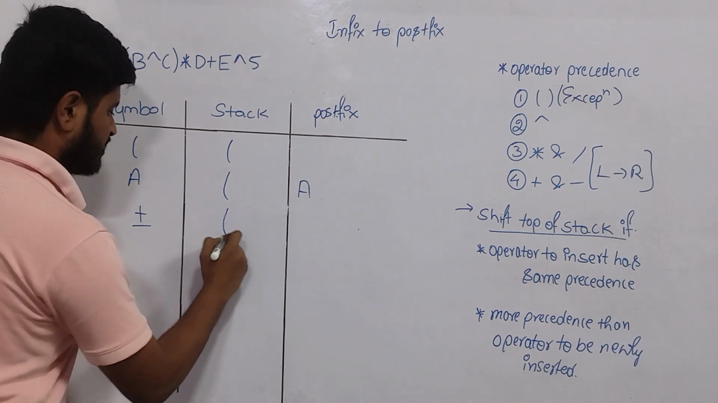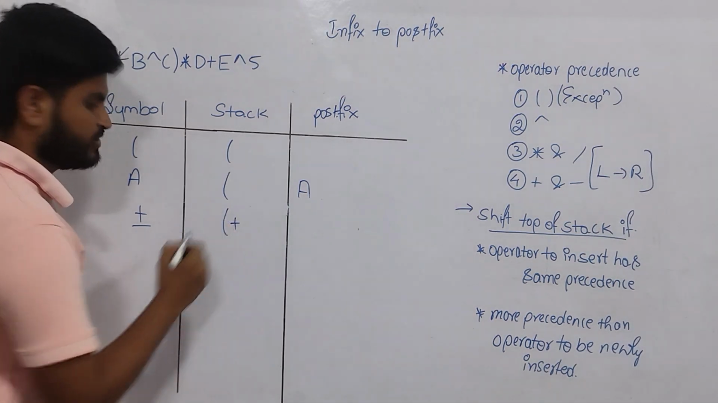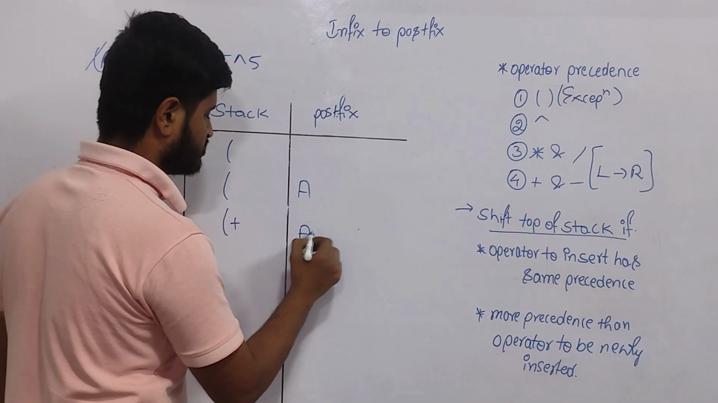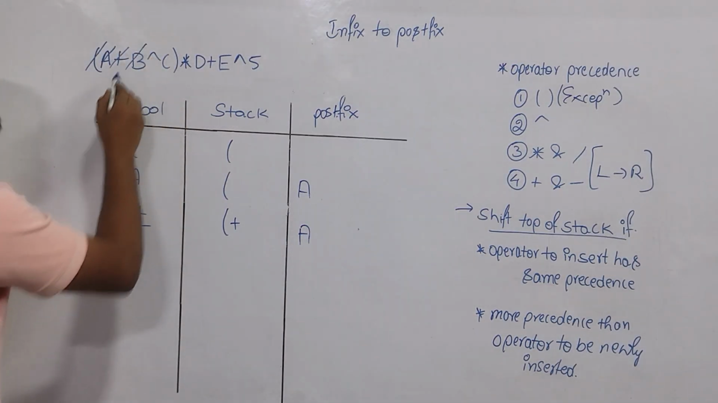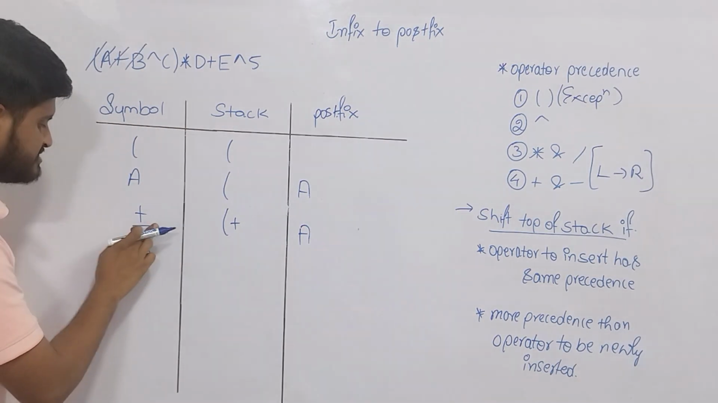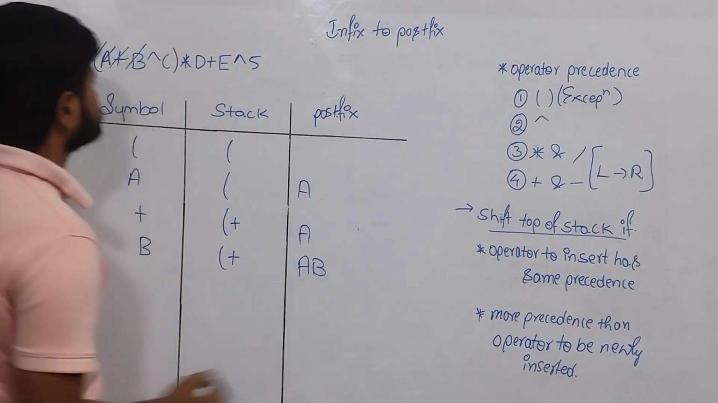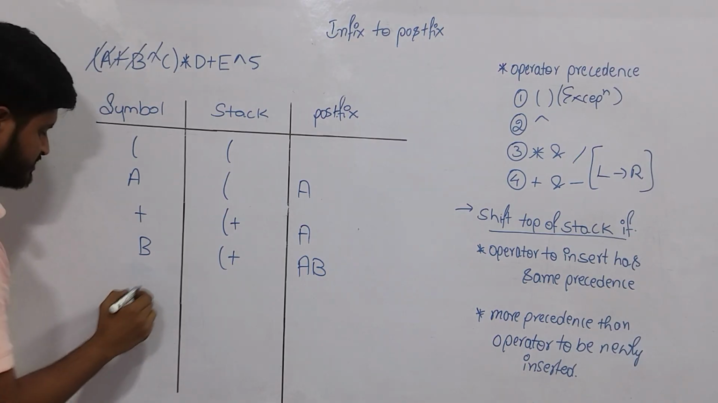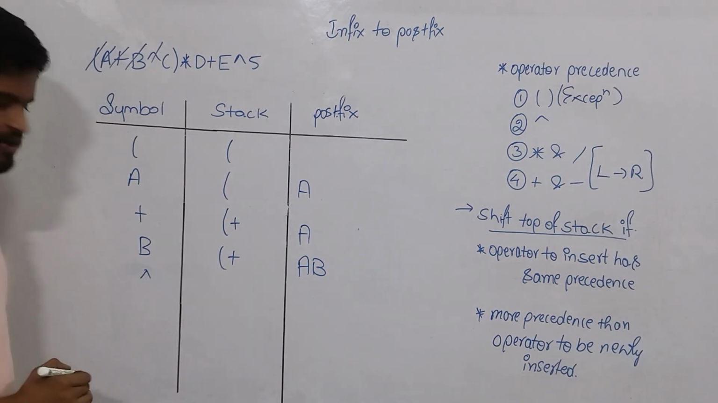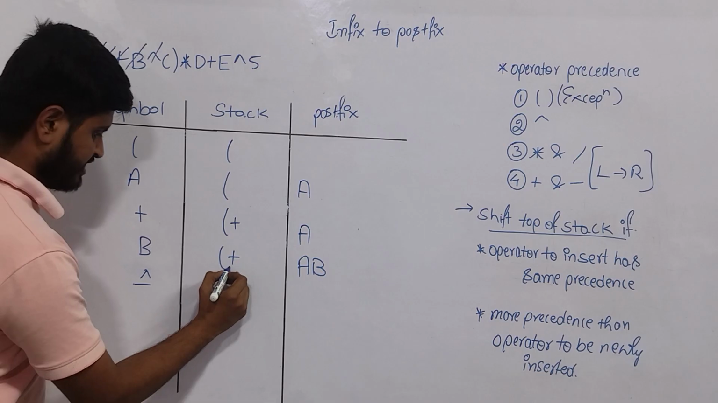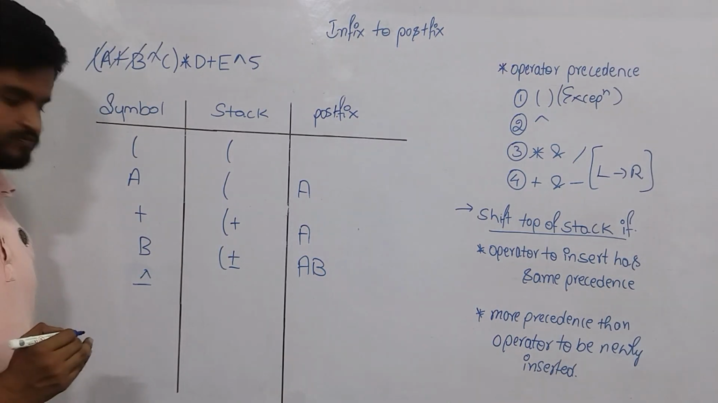Now, the open bracket will remain as it is and plus will come here. And in the postfix, we have A. Next, I must insert capital letter B. Since it is a letter, you can directly insert it to the postfix expression. Next we must insert the exponential power. The exponential power is coming, and at the top of the stack I have plus.